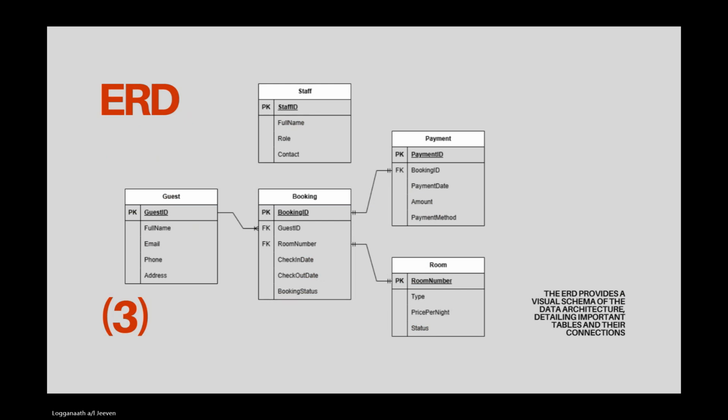Now let's start with the ERD, Entity Relationship Diagram. Let's take a closer look at the backend structure of our system. The project uses a relational database design. Here's the entity relationship diagram, which shows how our different entities or tables are related.